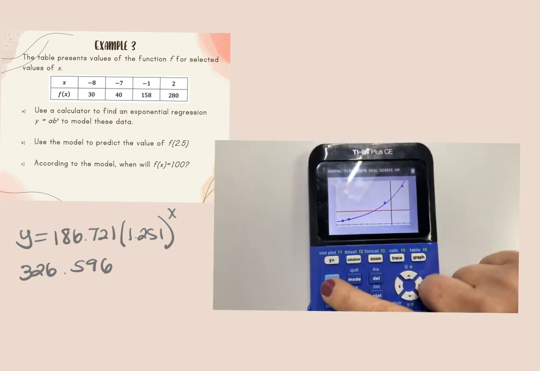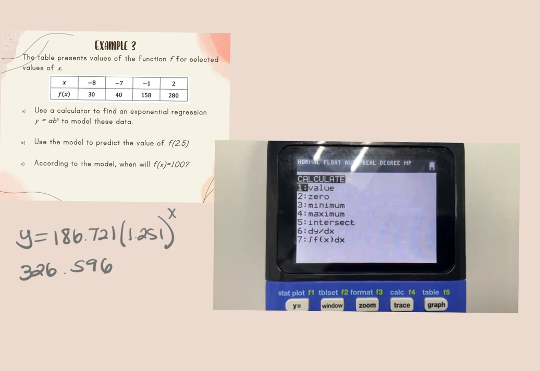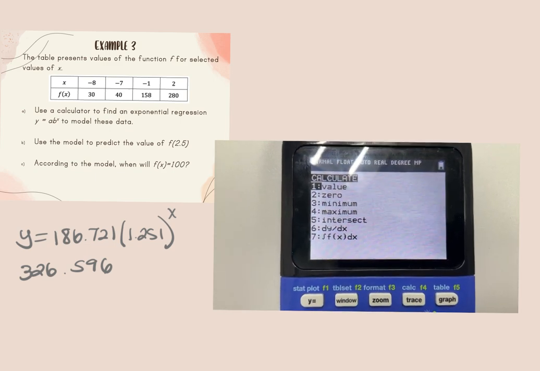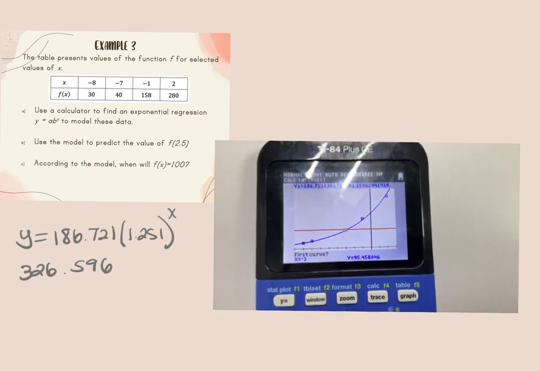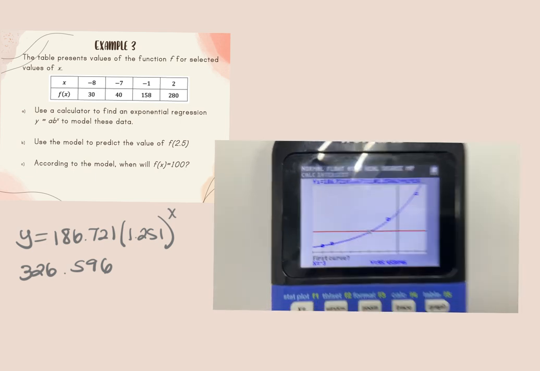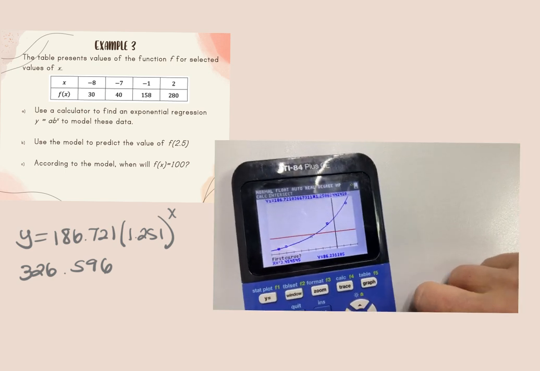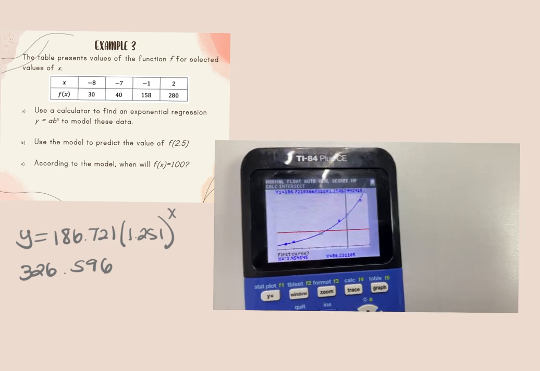Intersect. Go to second, trace to the calc menu. Remember, we've used value, we use 0, we use max, we use min, but underneath that is intersect. Go to 5, and it's going to take you to the point where these intersect. Oh no, I have to highlight it first. It says first curve. It could be on either the blue or the red, it doesn't matter, hit enter.